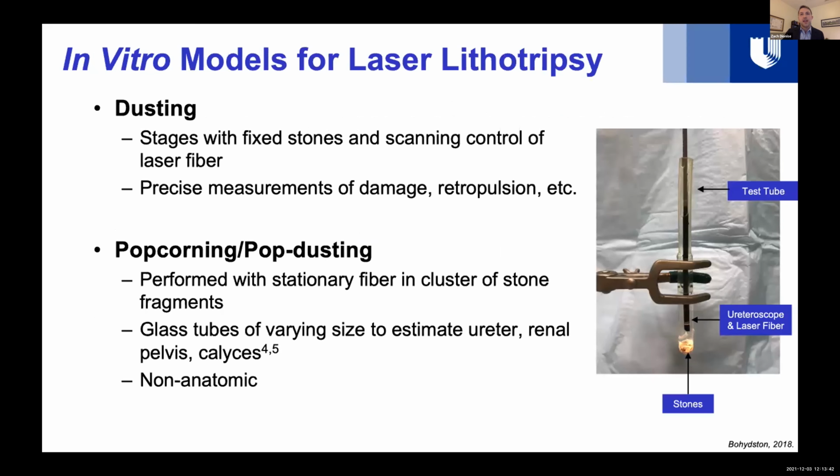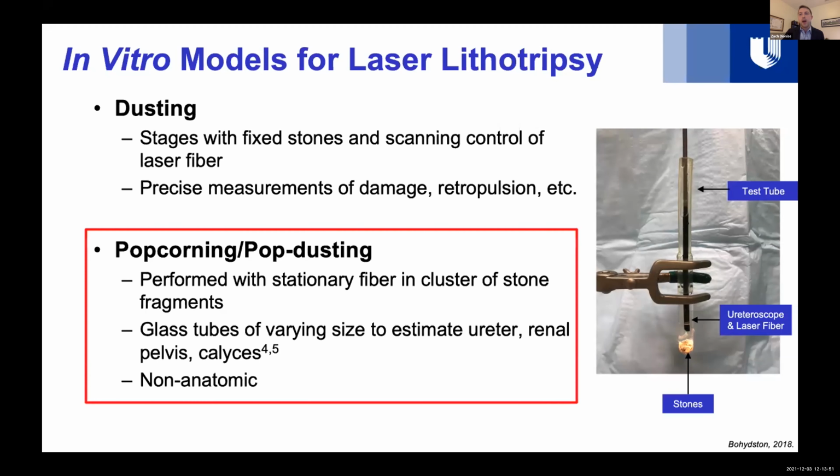I now want to shift to our second topic, in vitro models for studying laser lithotripsy. While these models are quite advanced in the evaluation of dusting lithotripsy, models to evaluate popcorning laser lithotripsy have been more simplistic. Popcorning is performed with a stationary laser fiber placed into a group of smaller stone fragments, using laser energy to cause fragments to move wildly like popcorn, randomly contacting the laser tip, inducing damage.